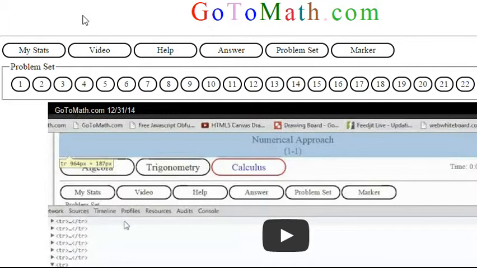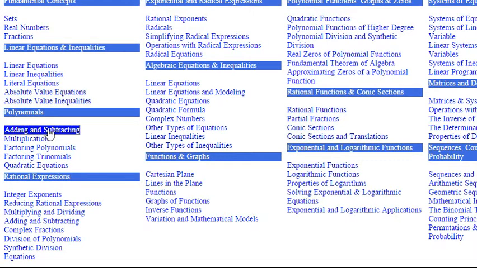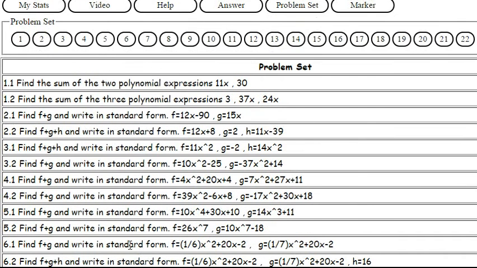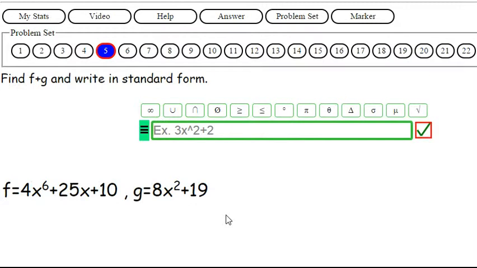Okay, we're over here at gotomath.com. Click on the algebra. Let's go down to adding and subtracting polynomials. And we are doing 5.1, I believe, that one there. Find f plus g, write in standard form. So it looks like it's the same old song and dance. At this point in the game, you should have gotten this stuff down, I hope. Plus 25x plus 10, and g is equal to 8x squared plus 19.